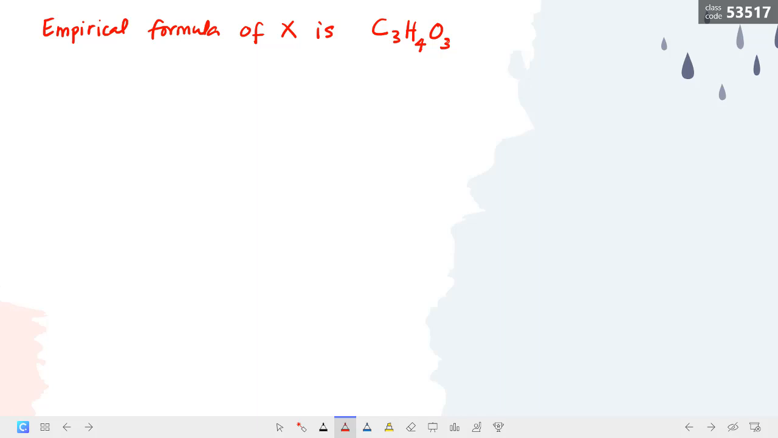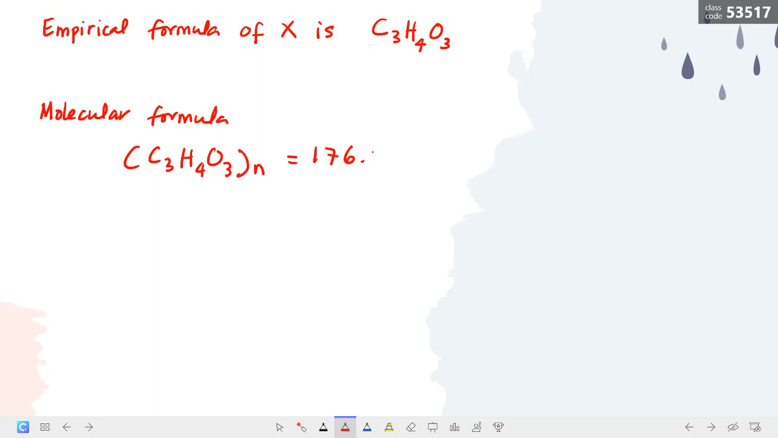Jadi sekarang kita nak cari pula molecular formula. Berapa sebenarnya karbon, hidrogen, oksigen yang ada dalam compound itu. Okey, jadi kita akan cari molecular formula pula sekarang. Okay, nak cari molecular formula, you must use the information on relative molecular mass given in the question. Okay, so C3H4O3 n is equal to 176.2. Okay, so daripada sini kita memang tahu molar mass karbon, hidrogen, oksigen ni kita tahu.